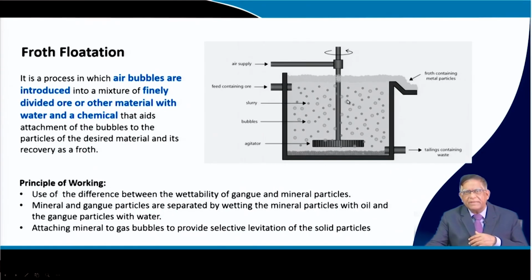As you can see here, we have the agitator, and then we get this air, and there they make bubble formation. This feed containing ore in the form of slurry, when it comes over here, meets the bubbles. Now the ore particles, with the oil on their surface, will get attracted to the bubbles and be collected over here, and the gangue material will be taken out through this as an underflow.